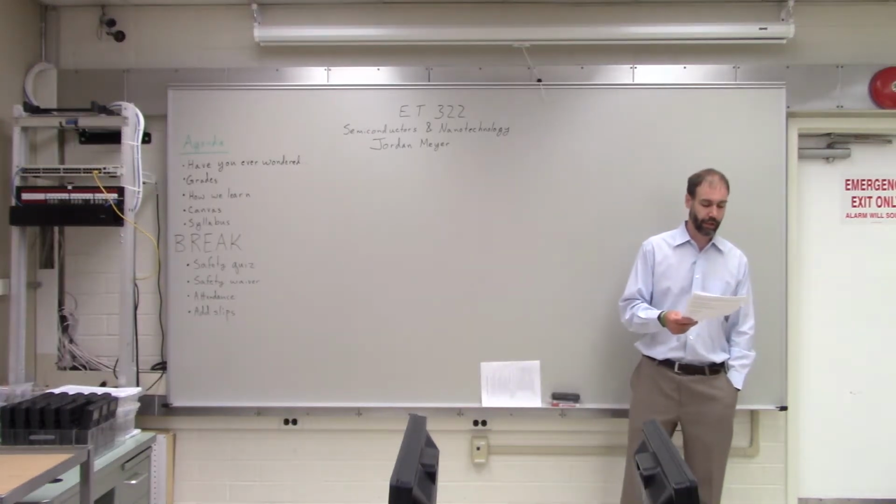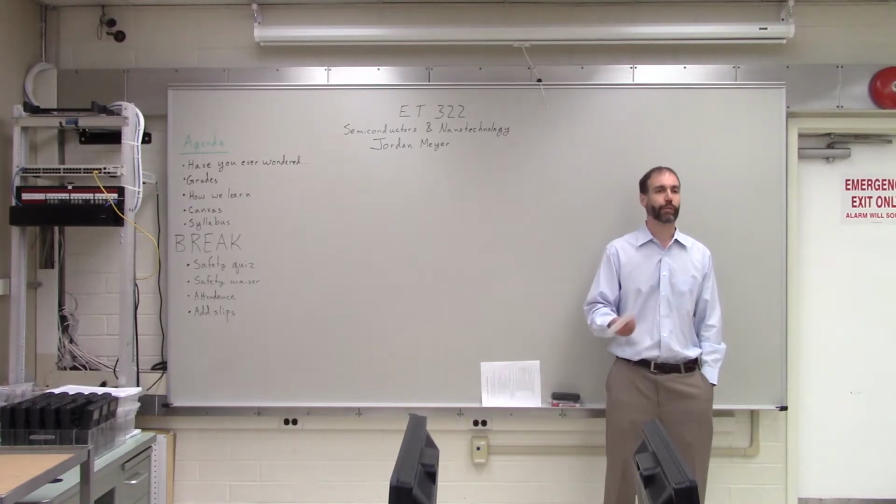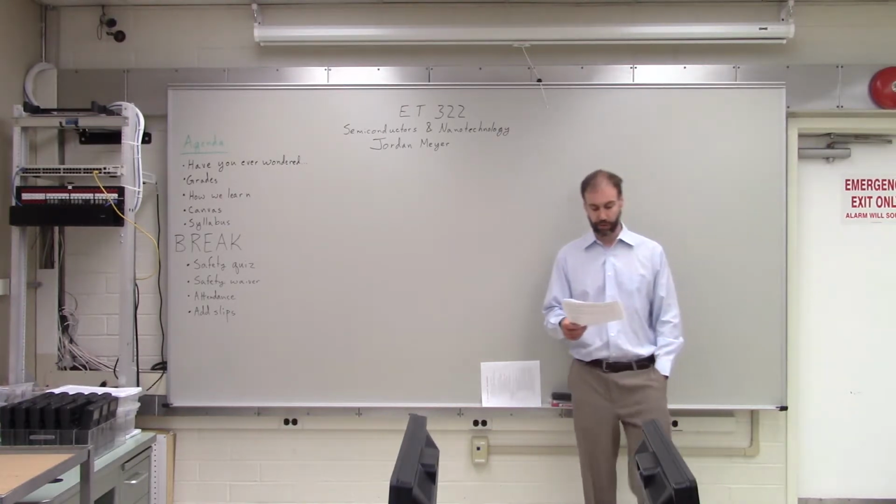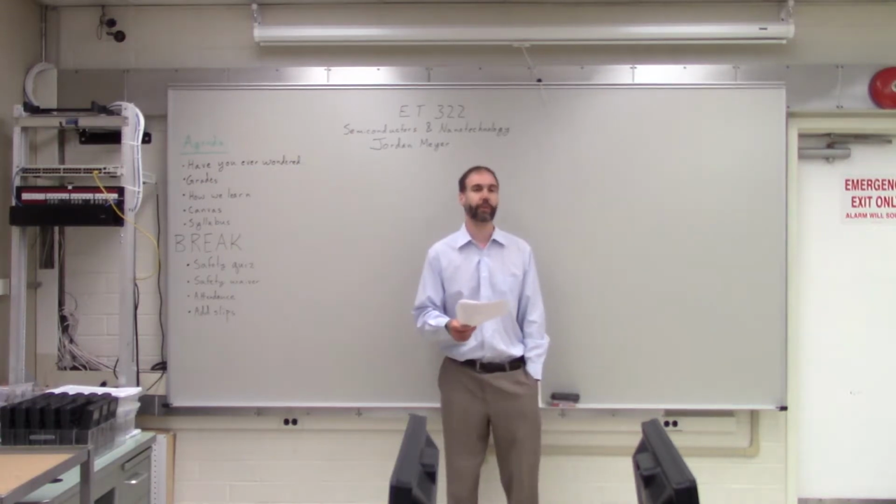The grades are based on the percentage of the total points that you earn. So if you get between 90 and 100%, that's an A. 80 to 90% is B, and so on and so forth. So any questions about the grading procedure?